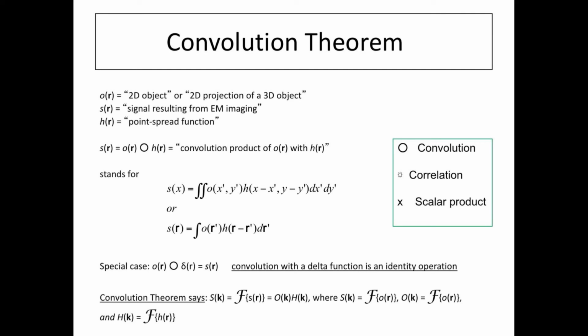And now the convolution theorem. What does it say? It says that when we go into Fourier space and represent the signal as a Fourier transform, then that signal is equal to the Fourier transform of the object times the Fourier transform of the point spread function. So this very complicated expression in real space becomes a very simple expression in Fourier space. It's a simple product.